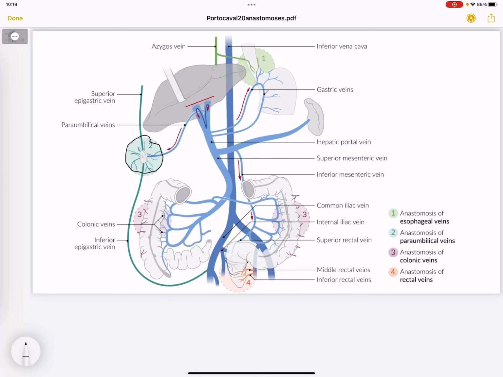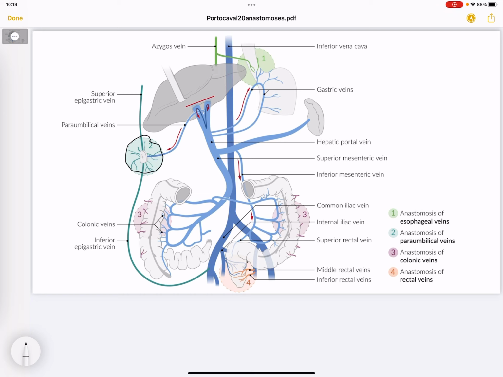Let's talk about the Portocaval Anastomoses. One of the first things that we have to know about the portal hepatic system is that the blood coming from our gut organs is first going to travel to the liver before going to the heart. The significance of this is that there are going to be harmful metabolites in the blood coming from our gut organs, and so it needs to reach the liver so that the liver can detoxify these harmful metabolites before that blood reaches the heart. This is why it is crucial for our liver to function appropriately so that it can detoxify these harmful metabolites.